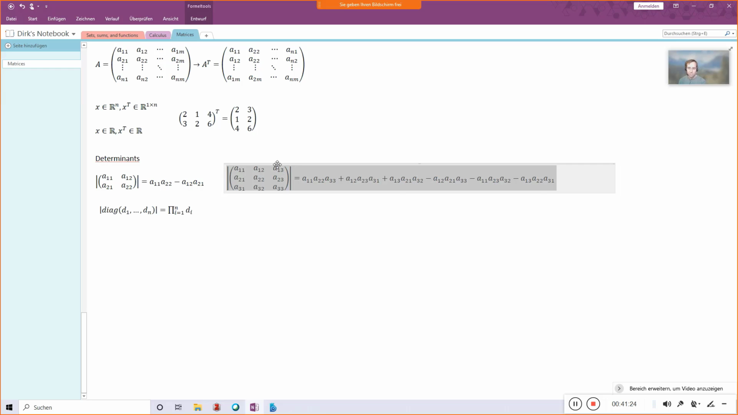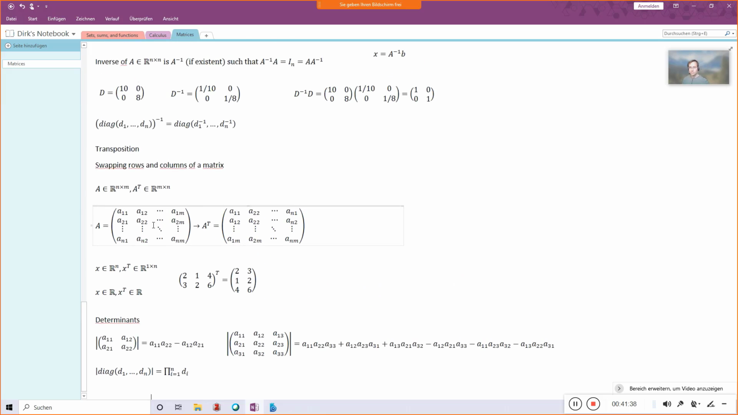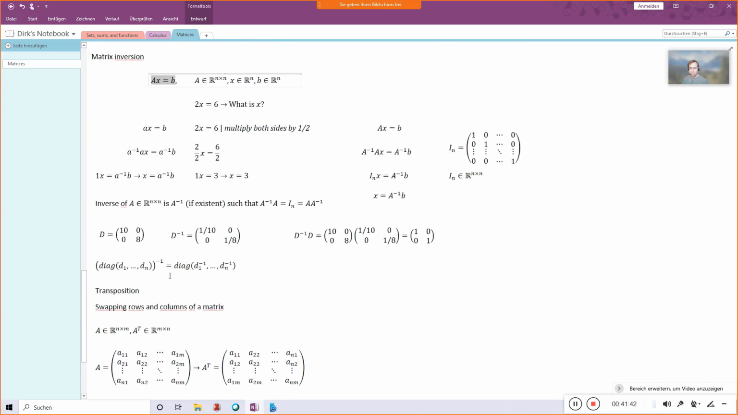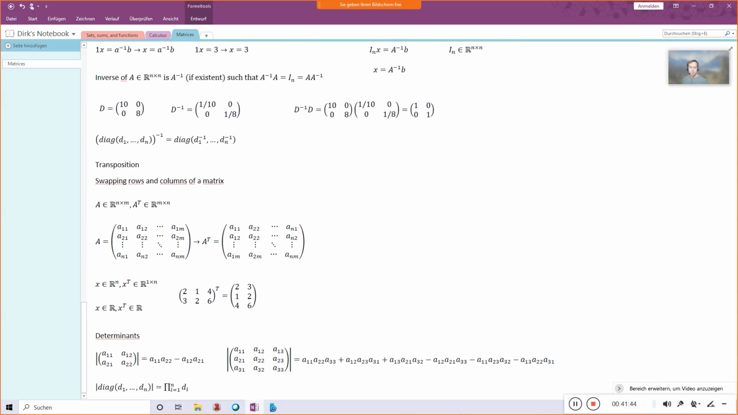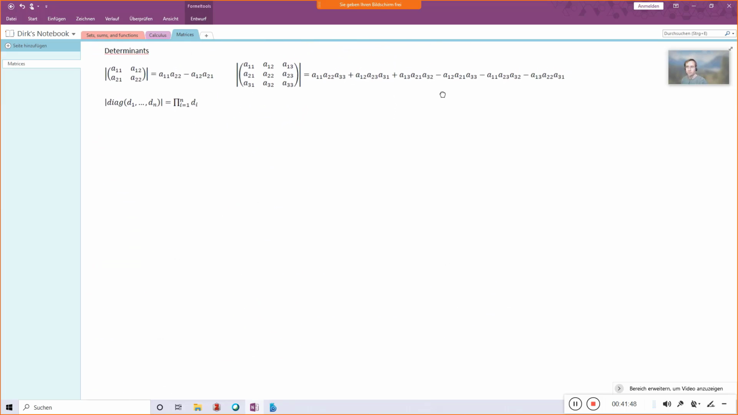You can also use this kind of Sarrus rule to compute the solutions for systems of linear equations. That's something that you might have done in school. At least that's what I used it for in school, to compute solutions of these kinds of things based on determinants. Yeah, that's everything that we need about determinants.